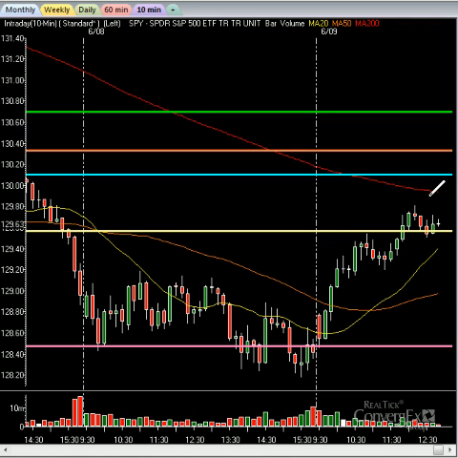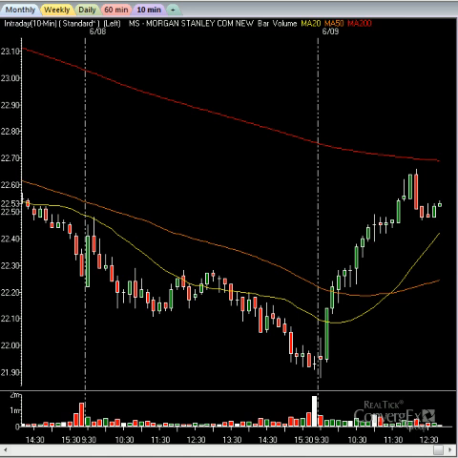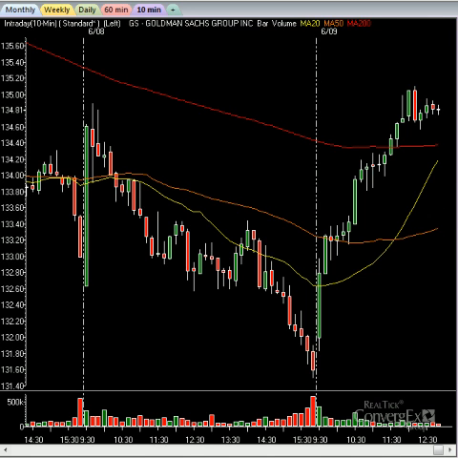But this rally is exactly what we called for, folks. We talked about the financials. We kept on saying we're going to rally over the last couple of days. Morgan Stanley's up 60 cents, huge move there. Goldman Sachs is trading up $3.25, huge move there.